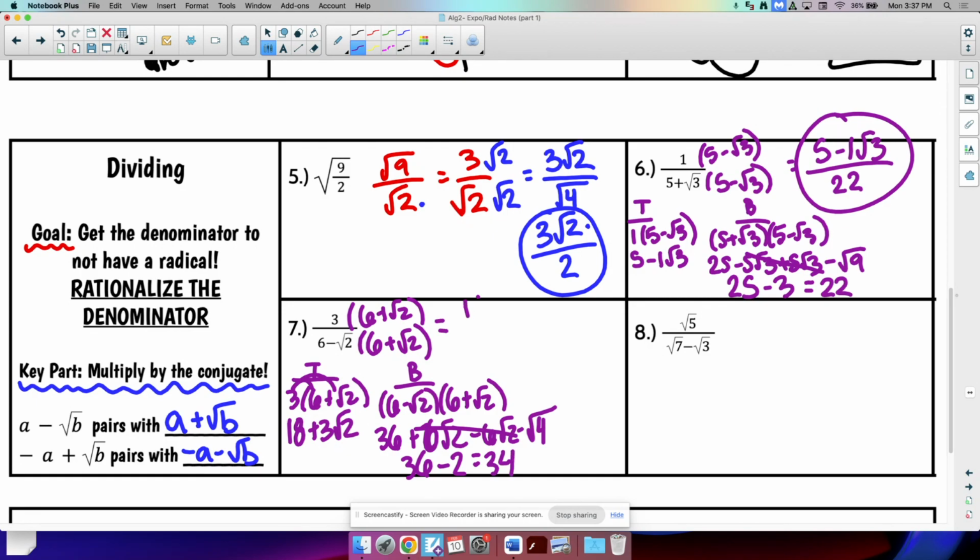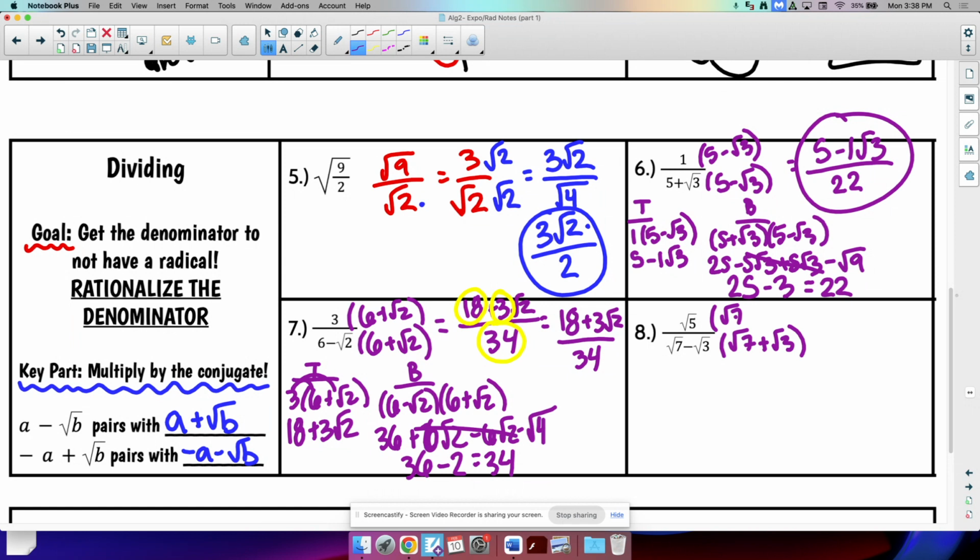So putting on our new top, putting on our new bottom. Last thing you would want to check is if the three things outside of the radical can be reduced, you should reduce them. Nothing divides 18, 3, and 34, so we're just done right there. Okay, next one. We have root 7 minus root 3. Its conjugate is going to be root 7 plus root 3.